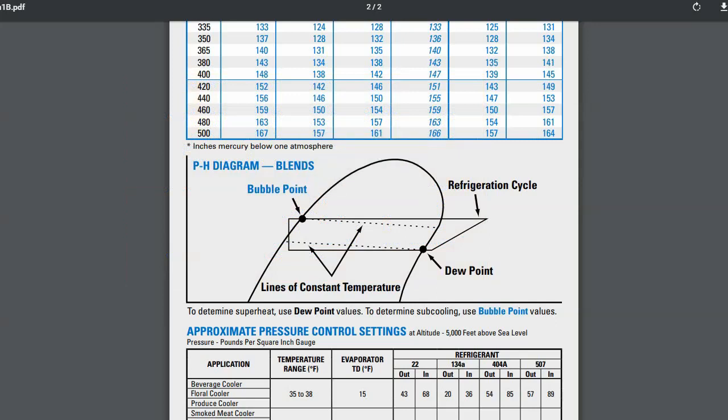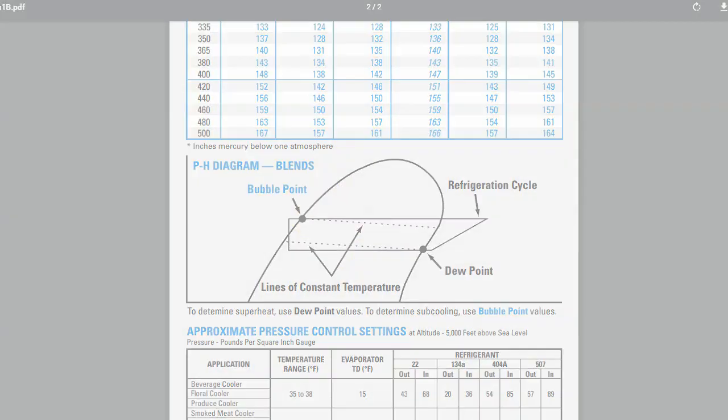Alright, so you're watching this video because you're trying to figure out what dew point and bubble point is. You're looking at a PT chart or an Android app and you can't remember what it is. So the first part of this video: the dew point is going to be the low pressure. Dew point represents the low pressure side of your system. Bubble point represents the high pressure side of your system. So on your Android app, dew point is your pressure temperature, low pressure. Bubble point is your pressure temperature, high pressure.